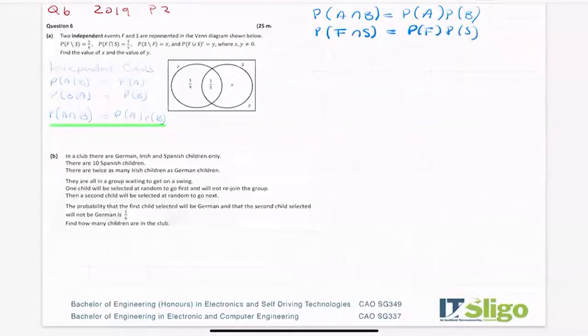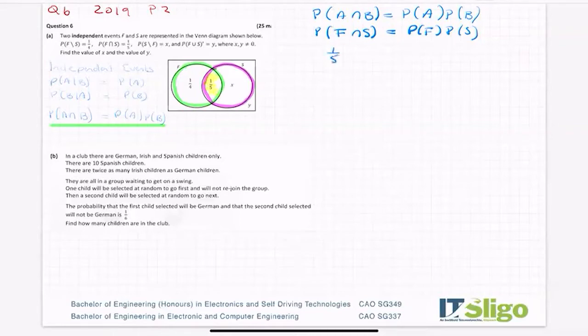The probability of F is the entire circle here. It's not just a quarter. So watch that one. The probability of S is the entire circle here. It's not just X. And of course, the intersection is a fifth. It's in the middle. So let's fill in what we have.